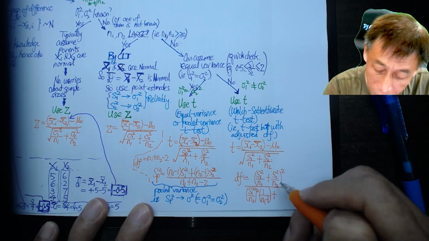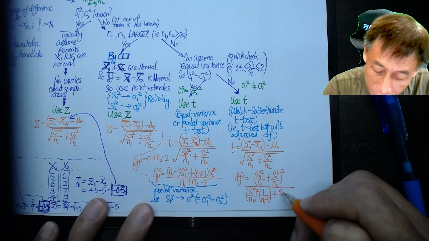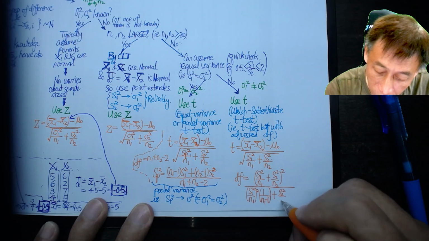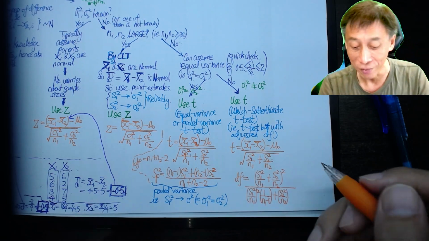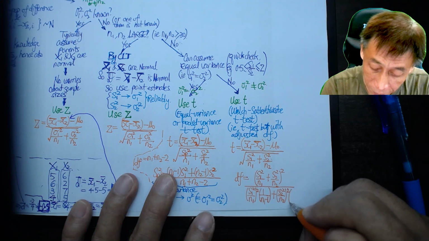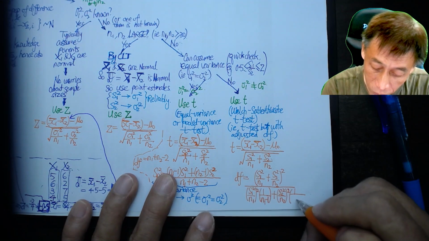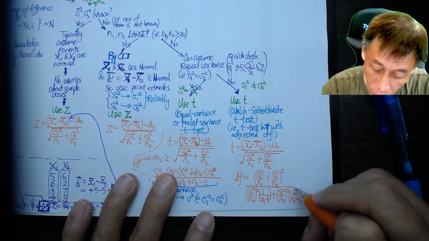Plus, again, the same, because it has to be symmetrical, S1 and S2. They really have no sort of leftness or rightness. So the whole formula should be symmetrical about S1 and S2. So N2 minus 1, that's all.